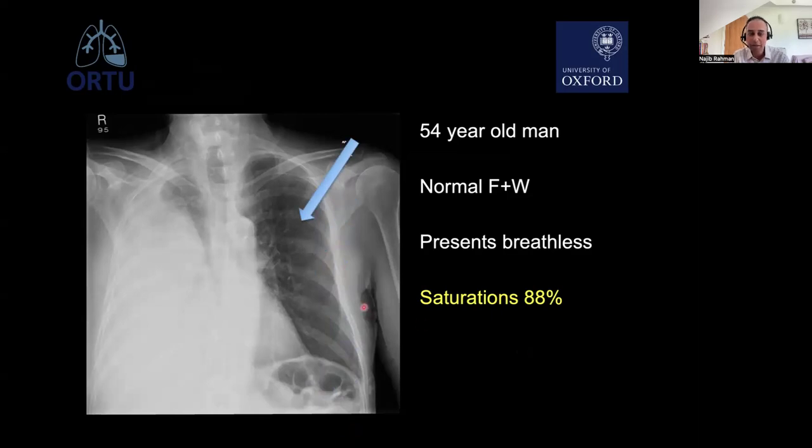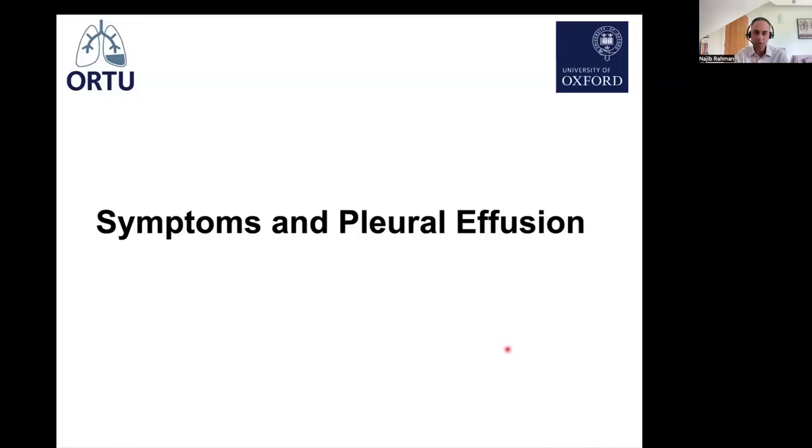And in this particular case, this was a new presentation of a large malignant pleural effusion causing a pulmonary embolus on the other side. Other things that could cause this are if they have undiagnosed COPD or ILD or pulmonary hypertension, for example. Okay, let's just move forward then to the relationship between symptoms and pleural effusion.